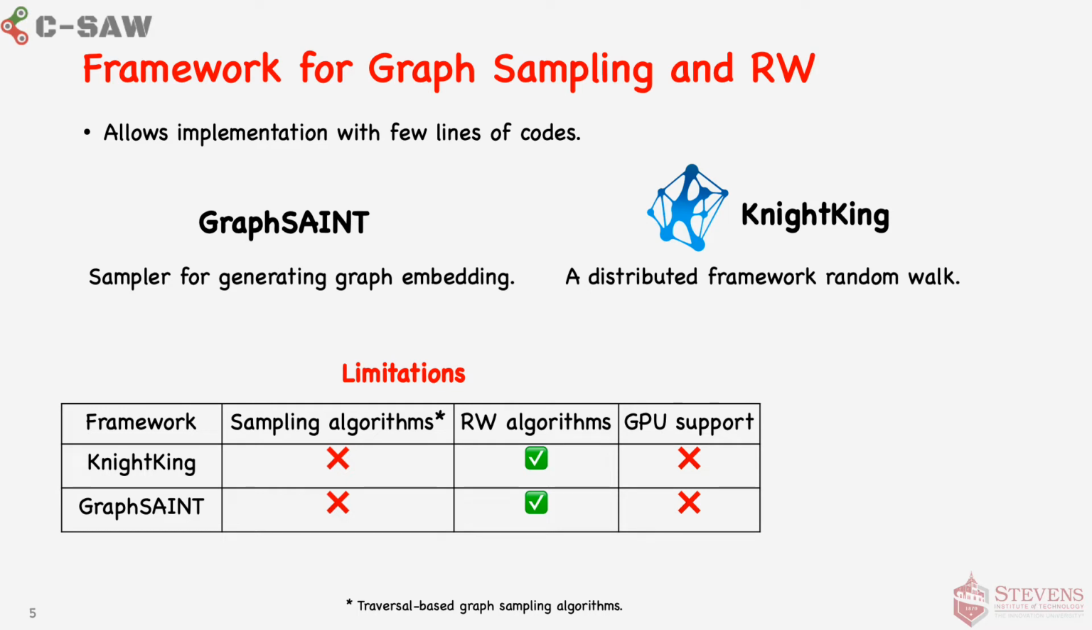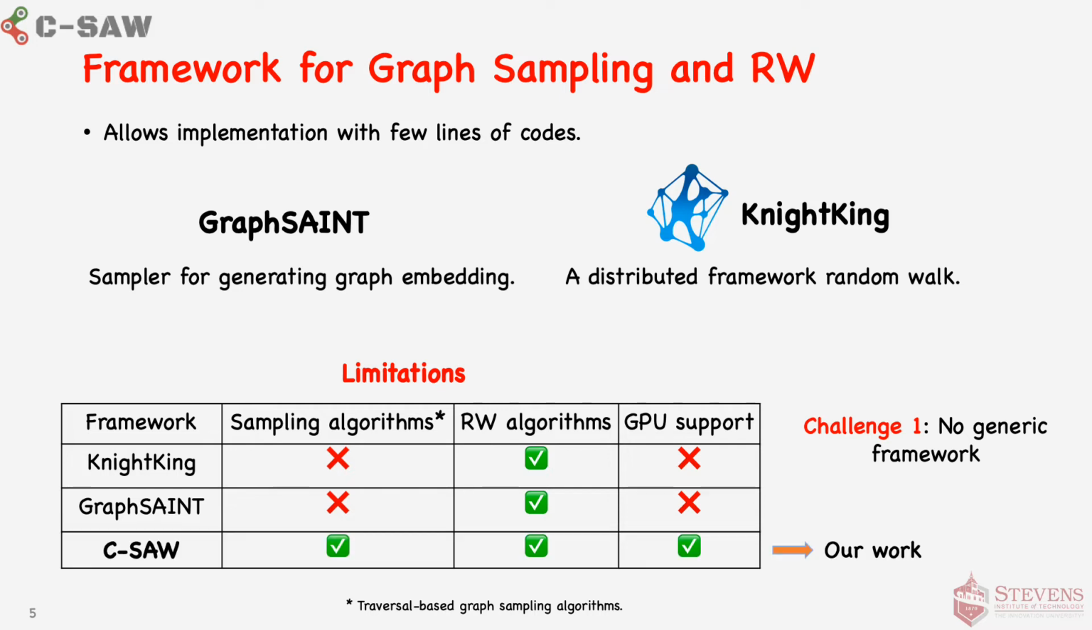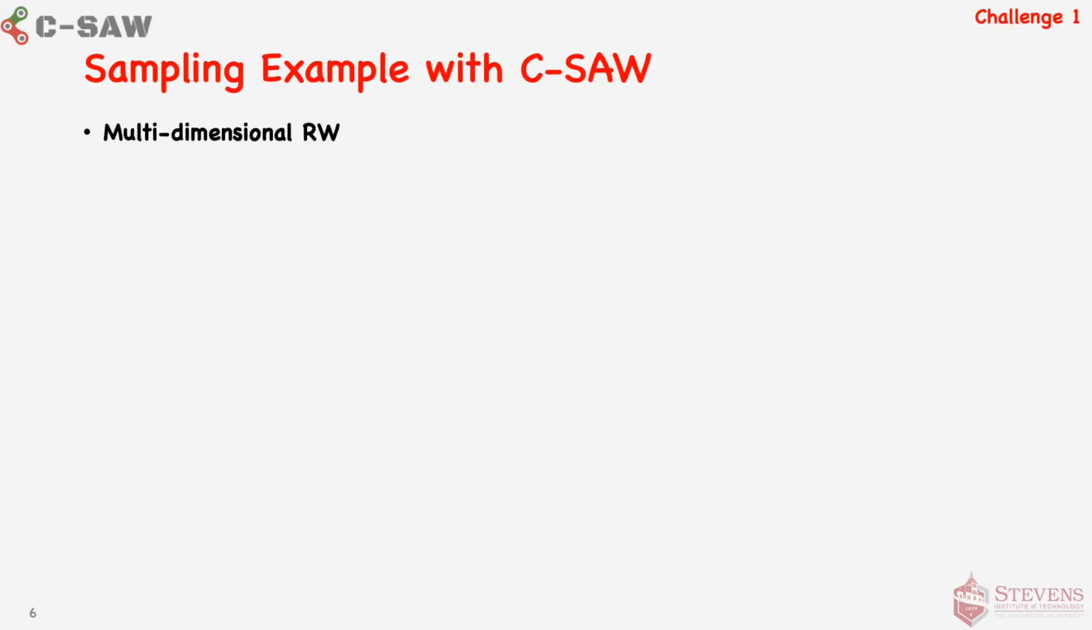This brings us to our first challenge, which is building a generic framework which can support different variations of algorithms. Our proposed framework Seesaw is, to our knowledge, the first framework able to support both sampling and random walk algorithms with GPU support. Let's see how the Seesaw framework can be used to implement these algorithms with multidimensional random walk as an example.